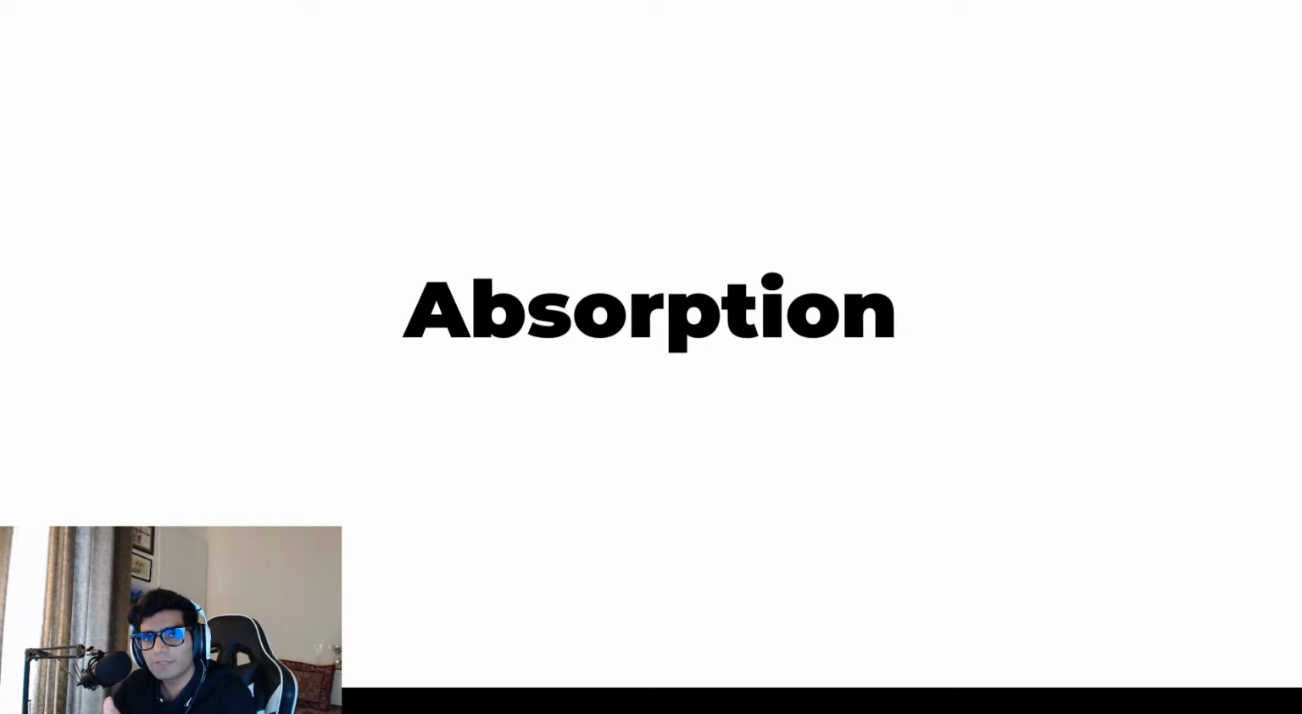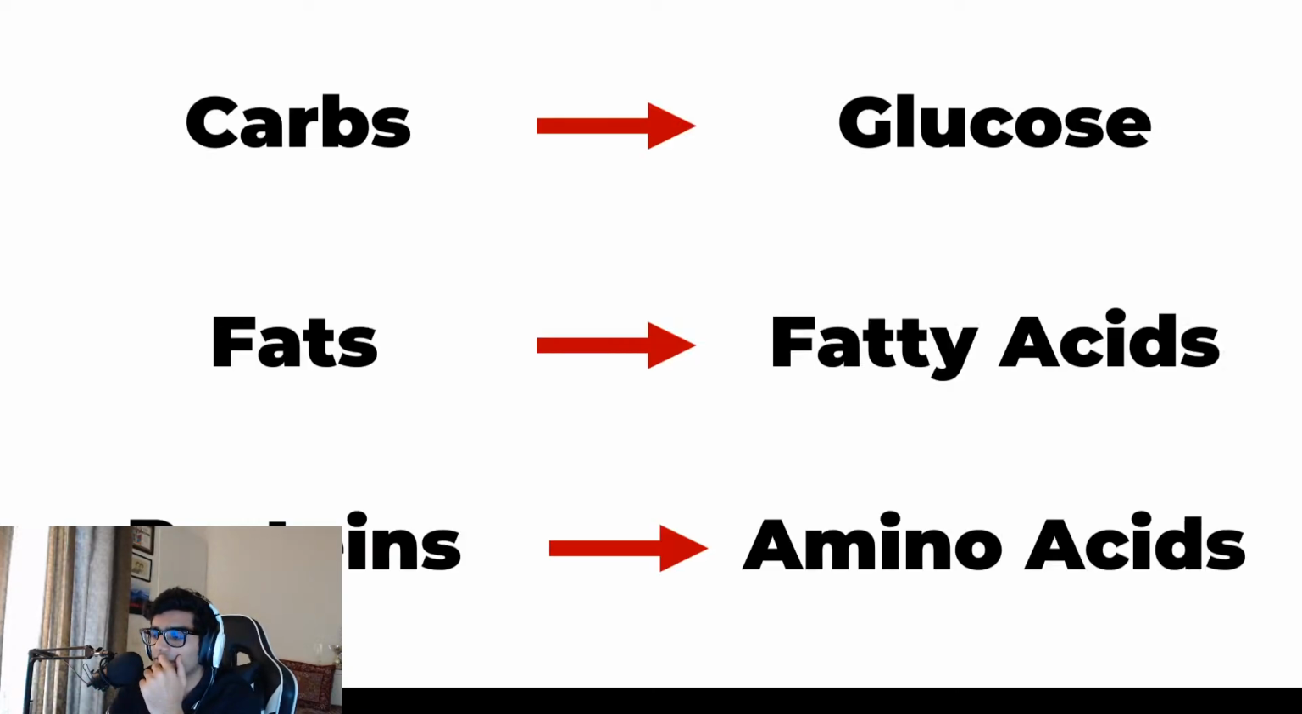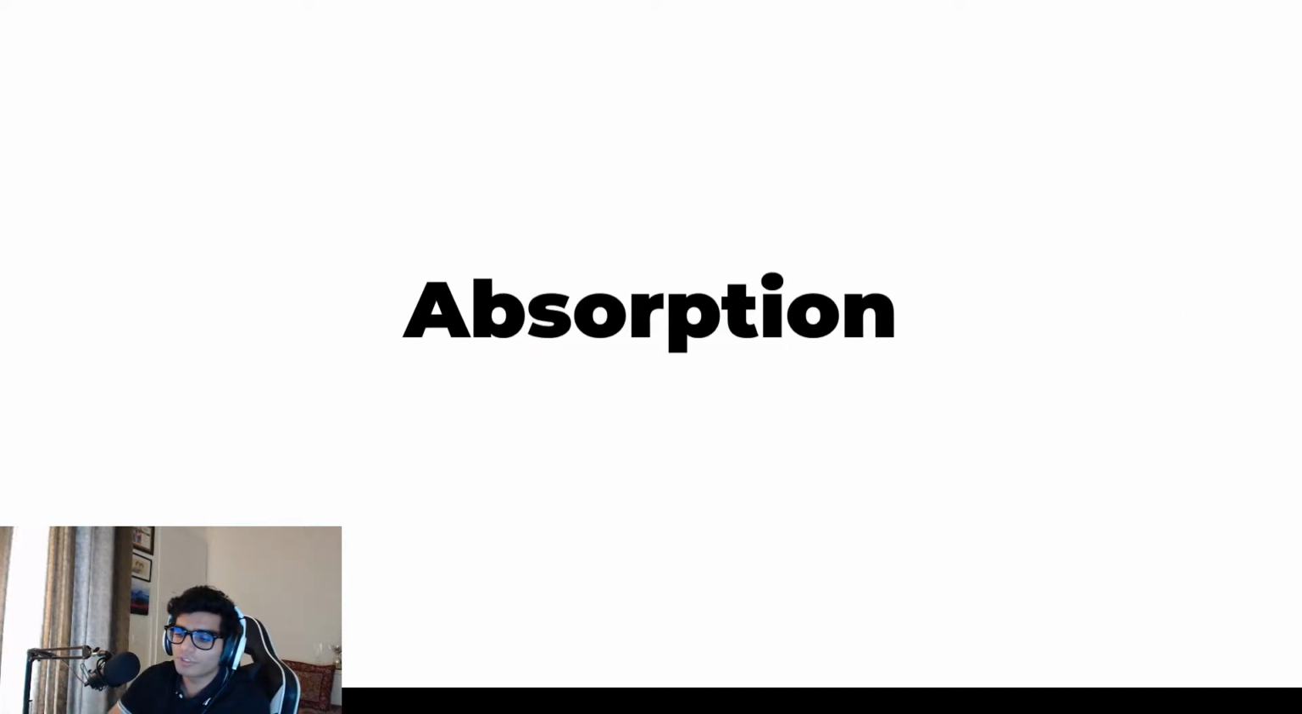It stays there for 4 hours minimum. The food is going to stay inside the small intestine. The food is going to get absorbed, right? 90% absorption is done. And we have covered how carbs get converted into glucose, how fats get converted into fatty acids, and how proteins get converted into amino acids. All right. So that's the whole process.